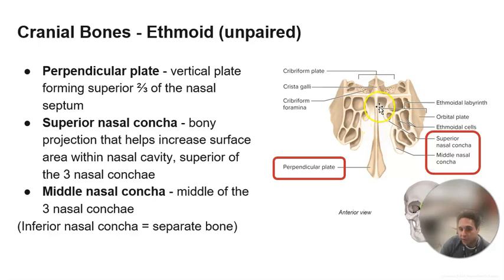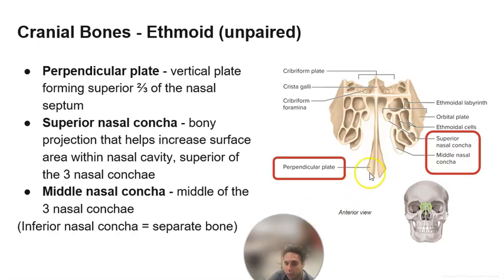We have this perpendicular plate, this long road of a bone. This forms the superior 2/3 of the nasal septum. And again, some people, when they break their nose, sometimes they break this part of the bone. So again, this is the ethmoid bone, but this part specifically is the perpendicular plate. This is a vertical plate that forms the superior 2/3 of the nasal septum.